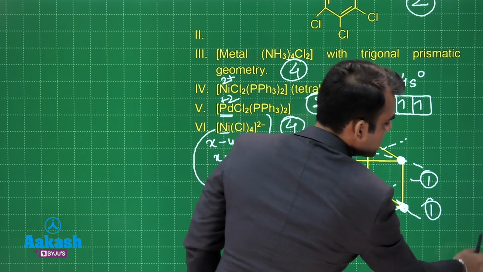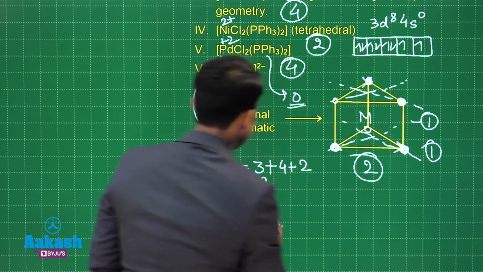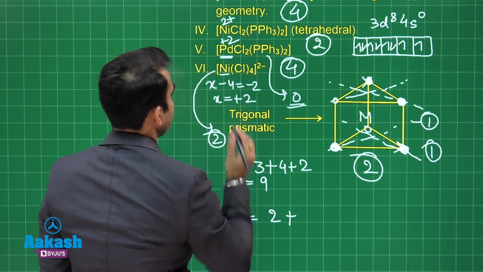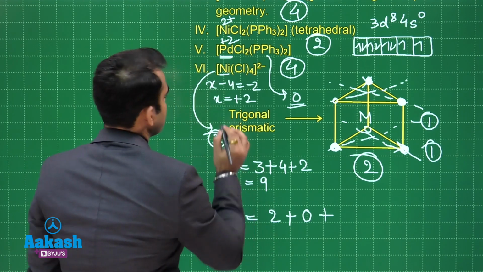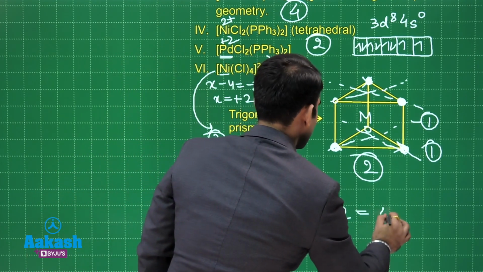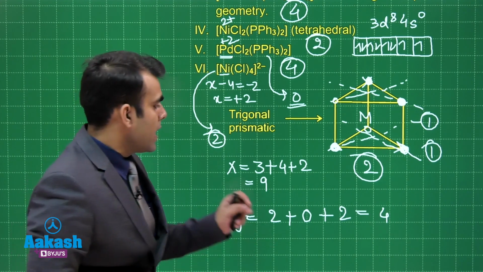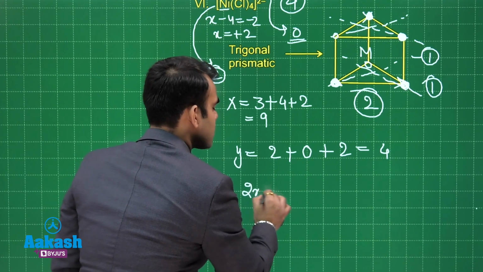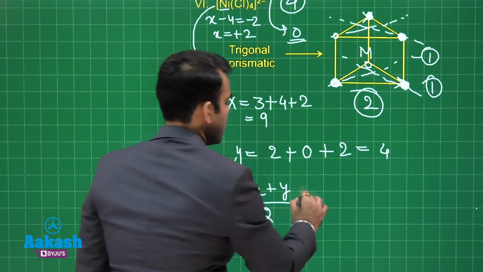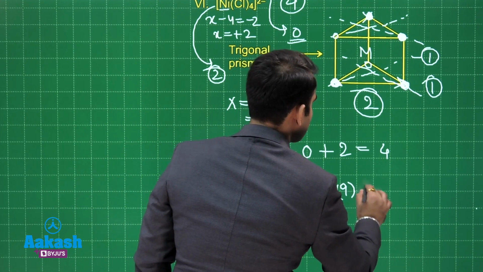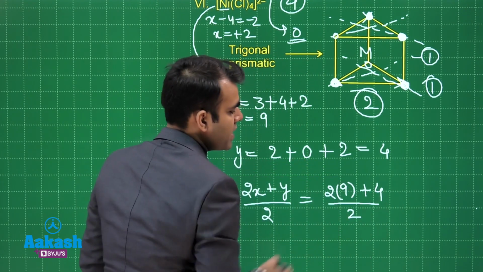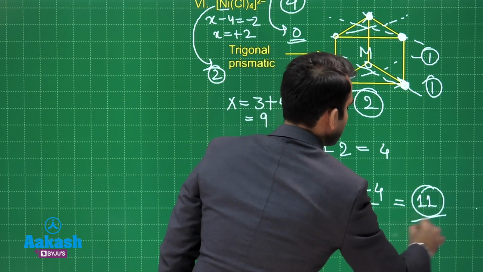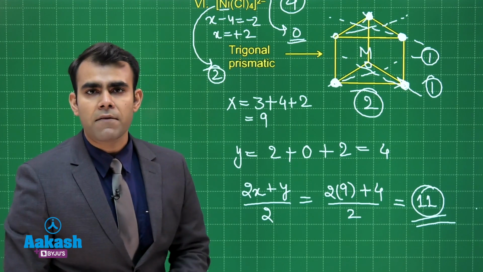Now I am going to calculate the value of Y. For the fourth, the number of unpaired electrons is 2. For the fifth, it is 0. For the sixth, it is again 2. So this is 4. Now the question has asked what is the value of 2x plus y by 2. That is 2 into 9 plus 4, divided by 2. This becomes 18. 18 plus 4 is 22. And 22 by 2 is 11. So yes, the answer of this question is 11.